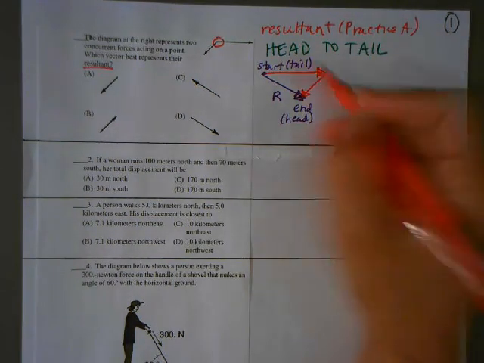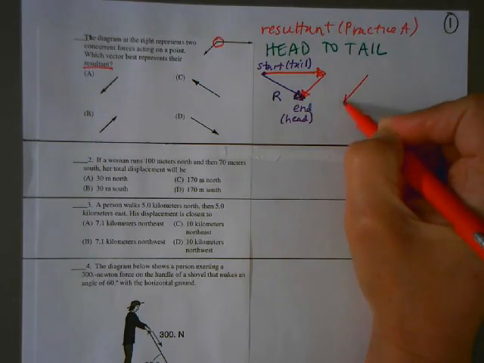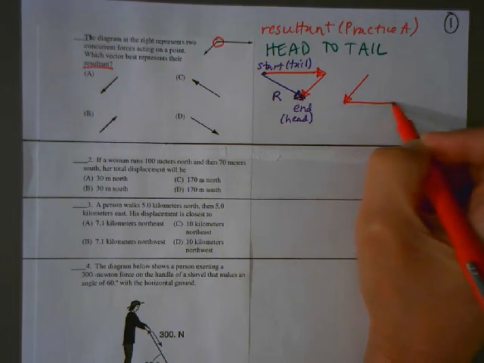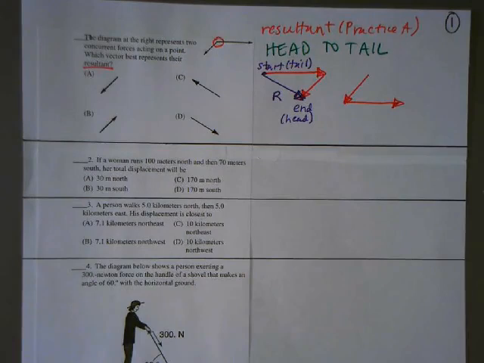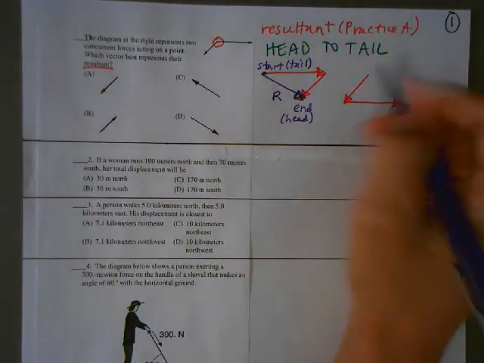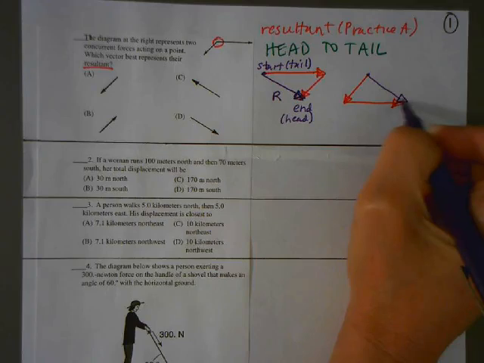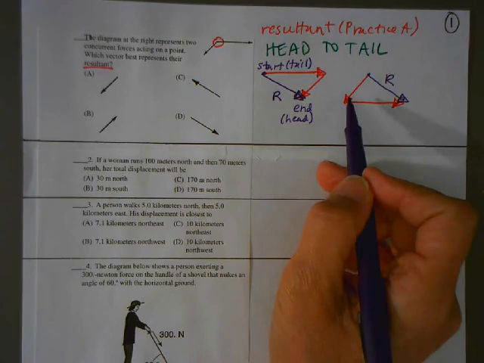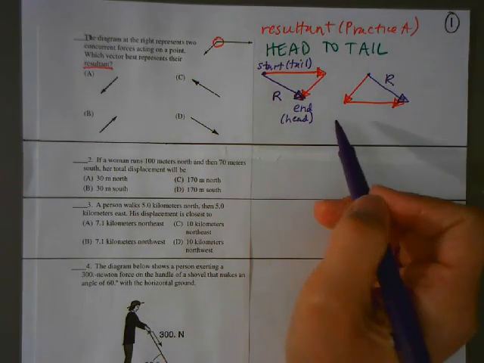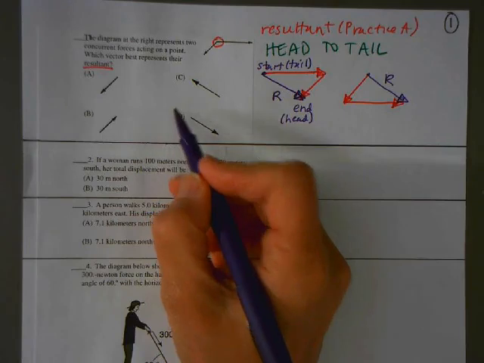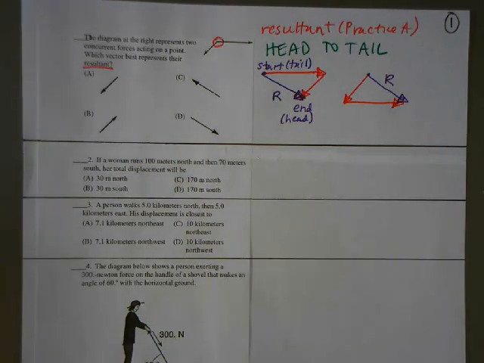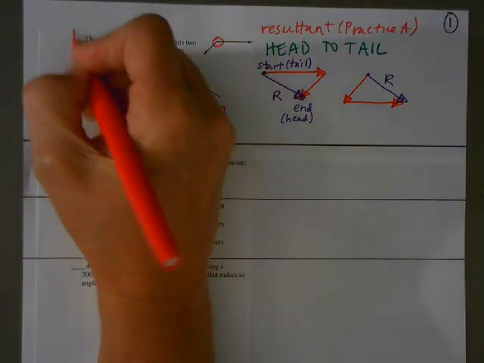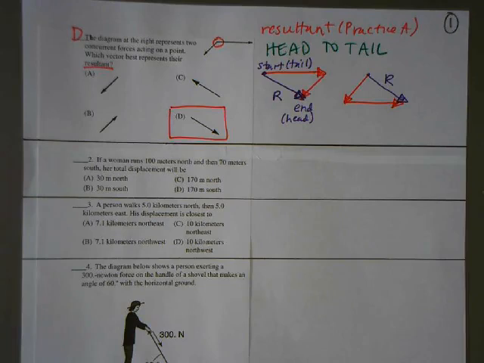Now, what if I didn't want to do that? What if I wanted to draw this one first? So then from the head of this vector, I do the tail of the other. From where I start to where I end up, I draw my resultant. And if you look, my resultant is the same size, and it's going in the same direction. So I see there that that is going to be answer D. And that's just knowing that vectors are added head to tail.